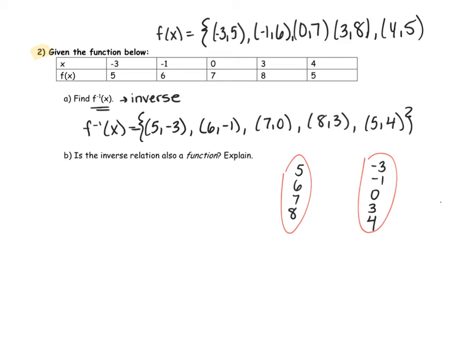So let's draw our arrows. So we're going to go from, starting with this one, 5 to -3, 6 to -1, 7 to 0, 8 to 3, and then 5 to 4. So that should be drawing a red flag. This x value is going to 2 separate y values. So therefore, this one is not a function. So the answer is no.